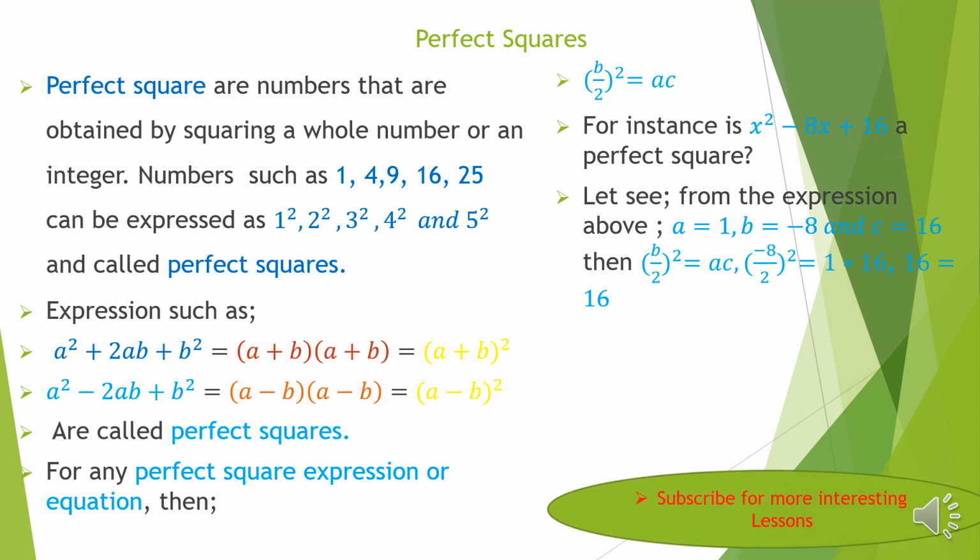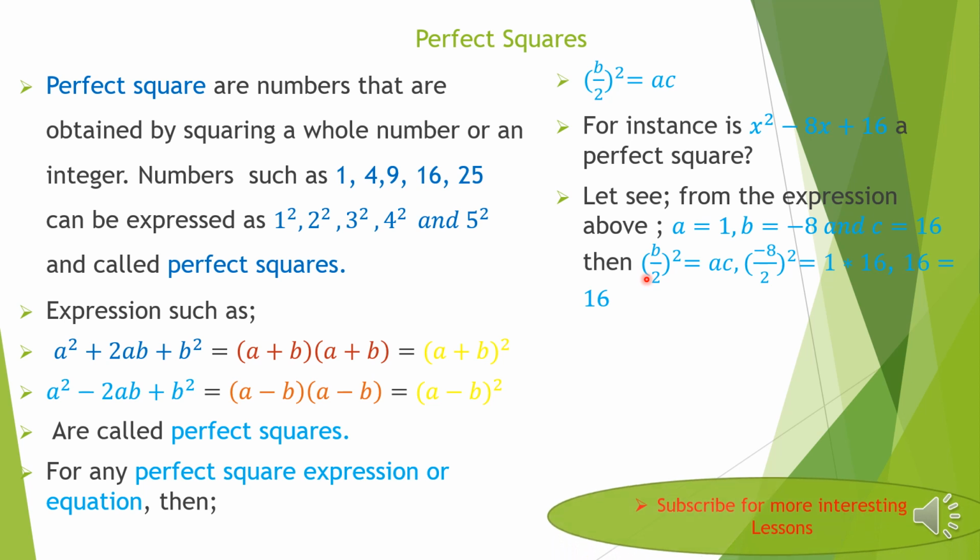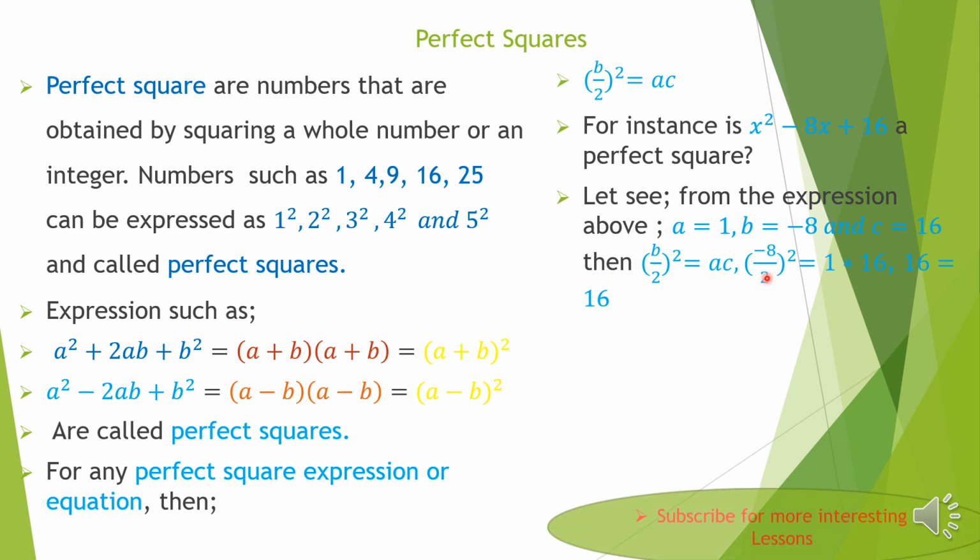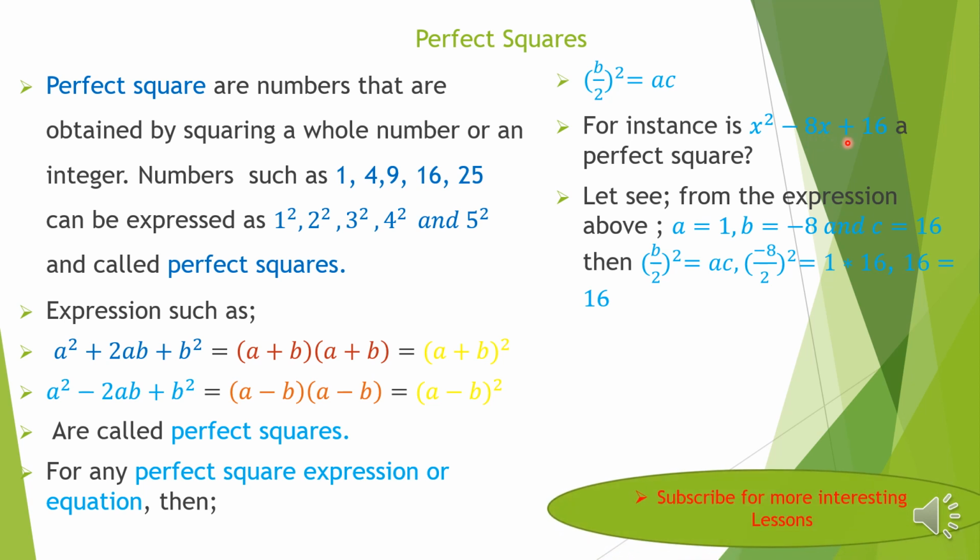Once we know that, then we can actually substitute that into this expression that we've talked about, (b over 2) squared equals ac. Remember, our b is negative 8, divided by 2, squared, should be equal to 1 times 16. That is, a is 1 and times c, which is 16. Realize that if we divide here, we are getting 16 equals 16. Now, because the right hand side equals the left hand side, then we can actually conclude that the expression above, that is x squared minus 8x plus 16, is a perfect square expression.